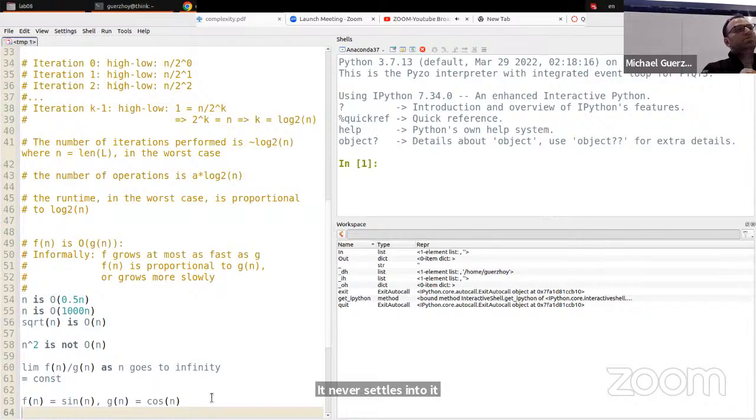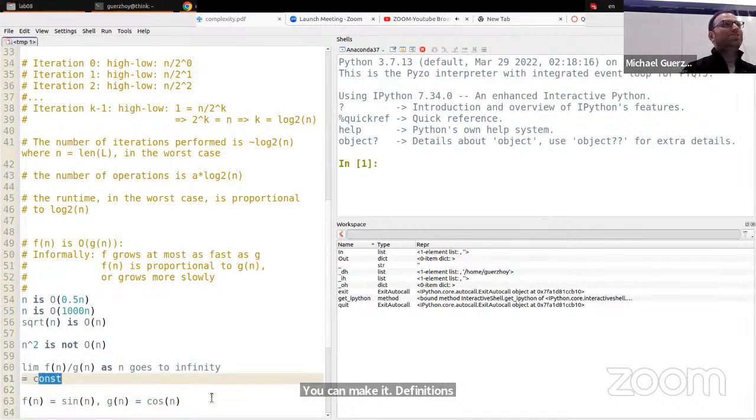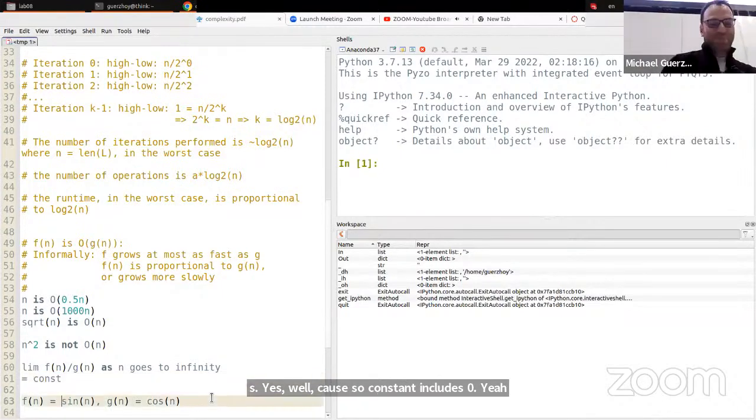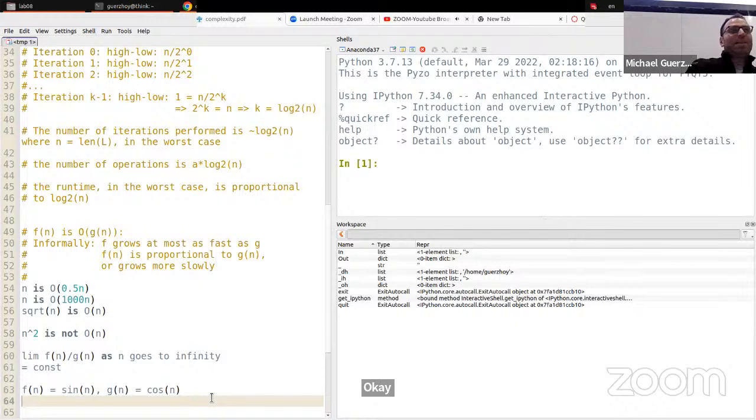What if the limit goes to 0? Big O specifically refers to going to infinity. You can make definitions that are different. What I meant is if f of n over g of n goes to 0. Yes, well, constant includes 0. But yes, that's a good point.